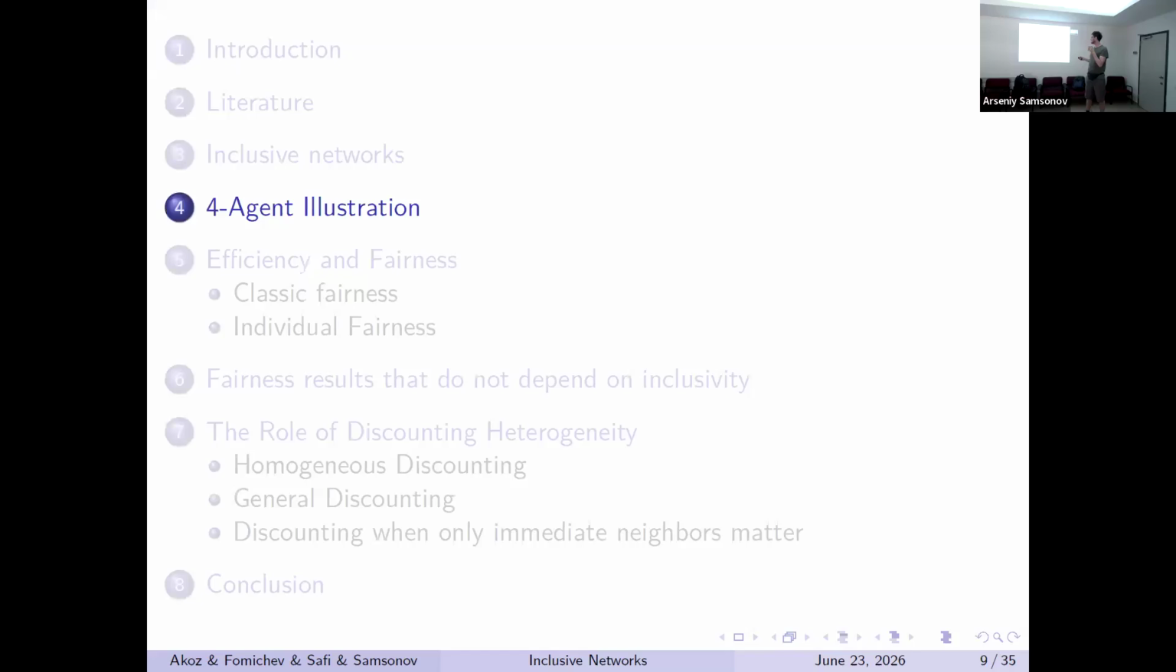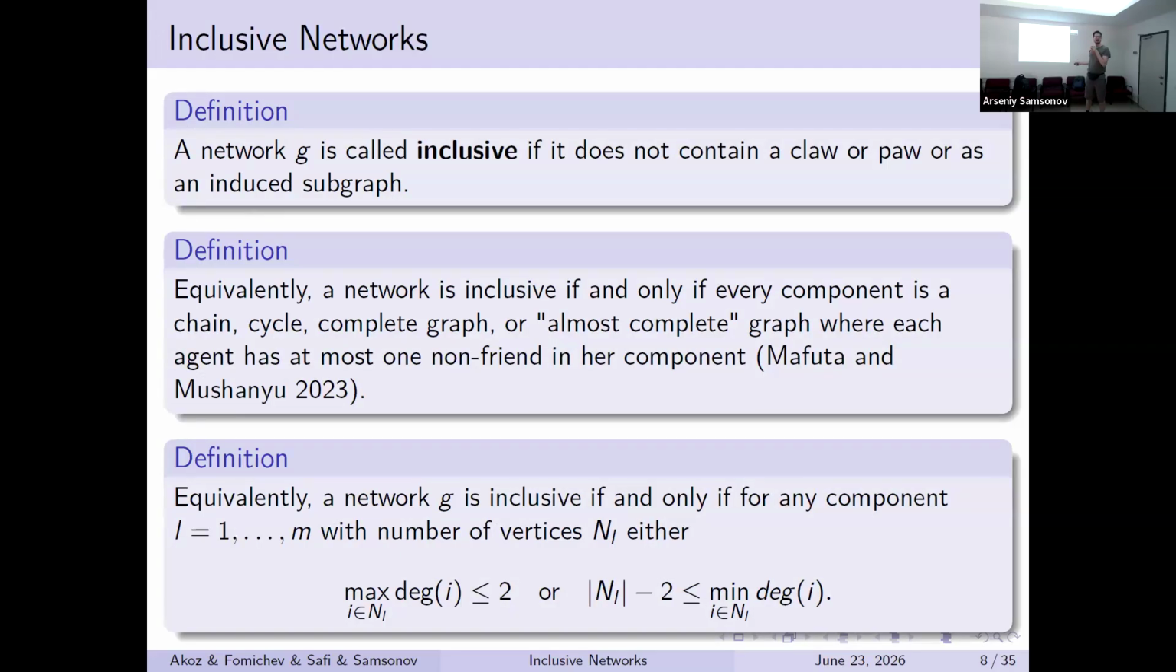And the last equivalent definition is that in every component, either you have two or fewer friends, so it includes a path or cycle, or you have weakly more than n. So you have at most two non-friends. Yeah, either just two of your friends, or here you have one non-friend. So these are three equivalent definitions.